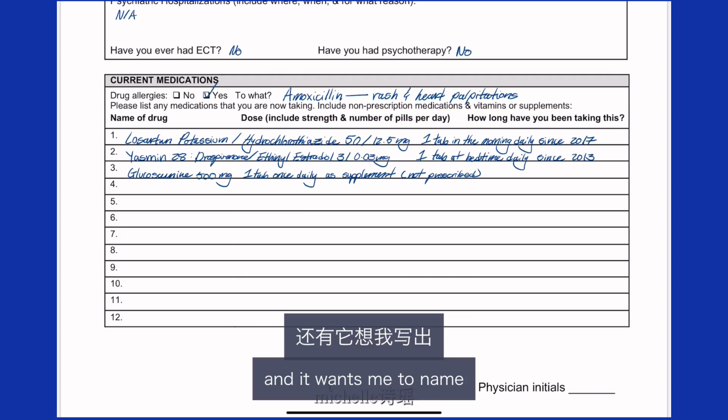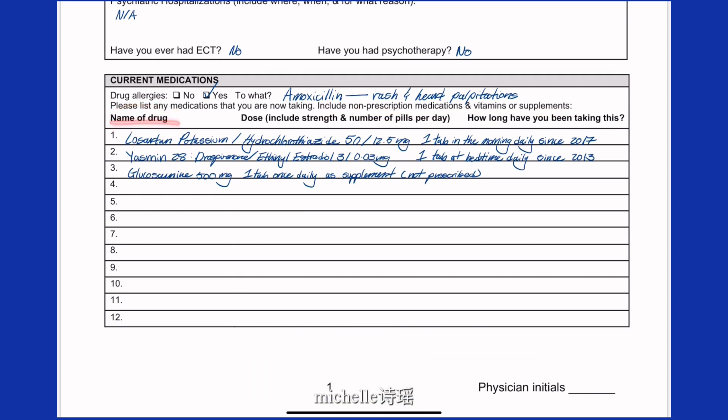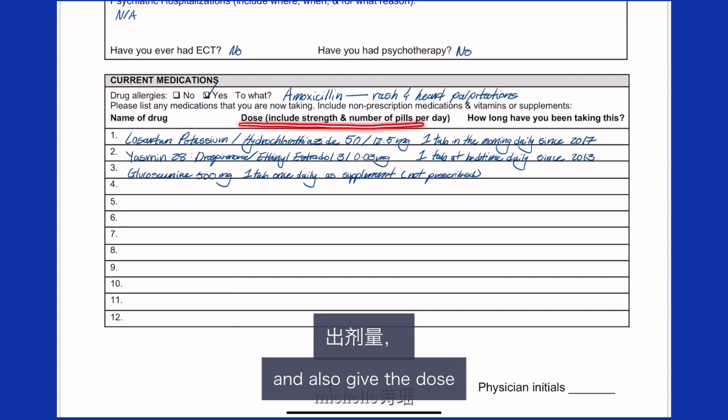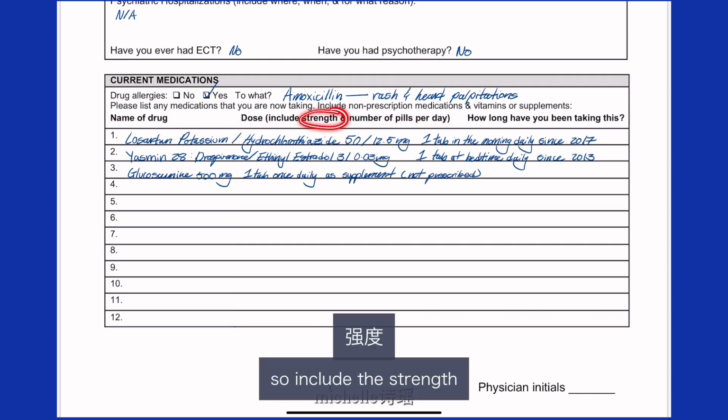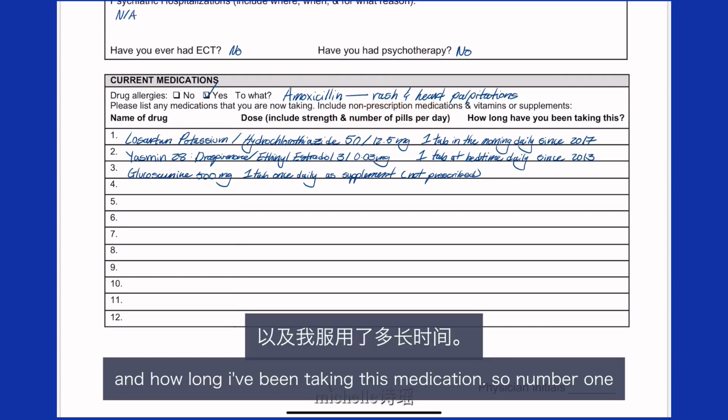And it wants me to name the drug, so give the name of the drug, and also give the dose, so include the strength and the number of pills that I take per day, and how long I've been taking this medication.